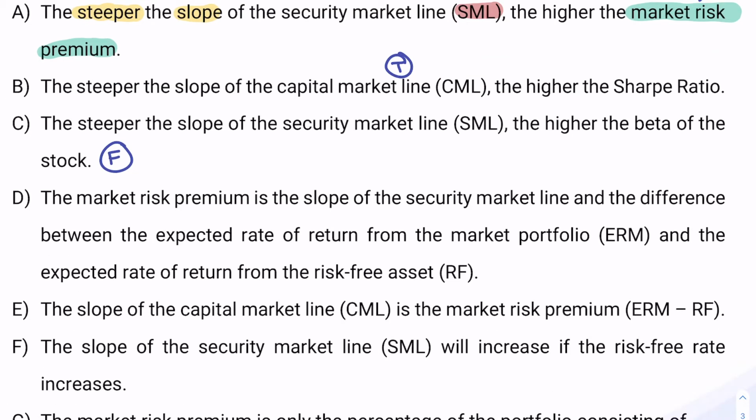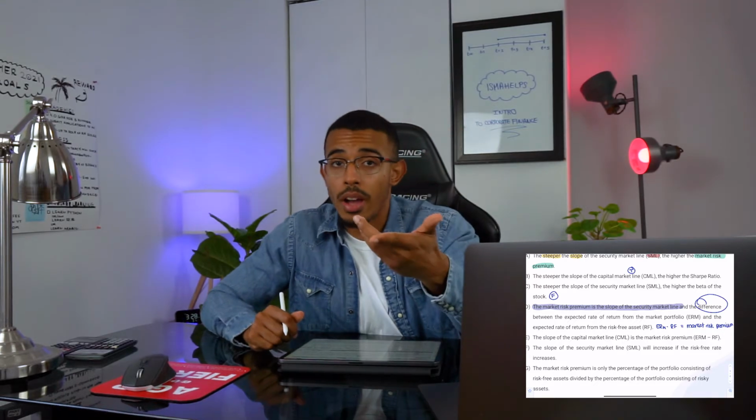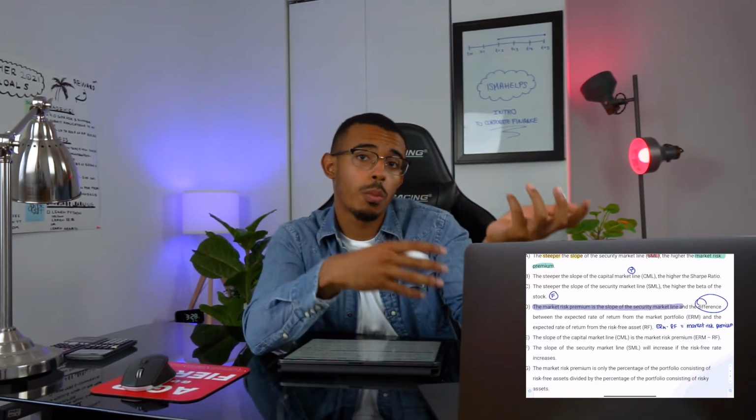So we have D, which is a pretty interesting section of our question bank. We have that the market risk premium is the slope of the security market line, which, because we've done our proof, we know is totally true. And the difference between the expected rate of return from the market portfolio and the risk-free rate. Essentially, this is a whole lot of text to tell you that ERM minus RF is equal to the market risk premium. That's exactly what they're saying, right? They're telling you that the difference of ERM and RF is equal to the market risk premium.